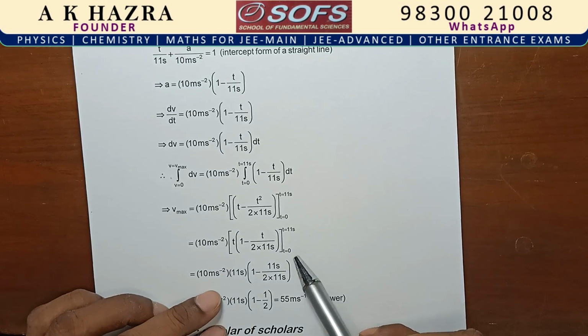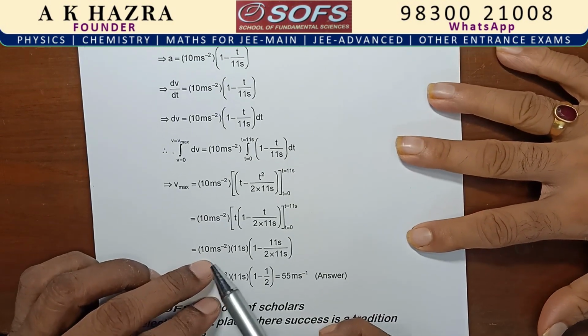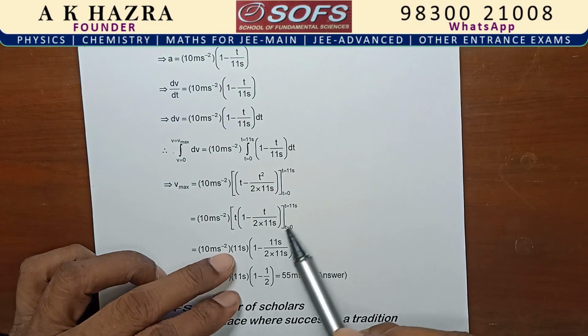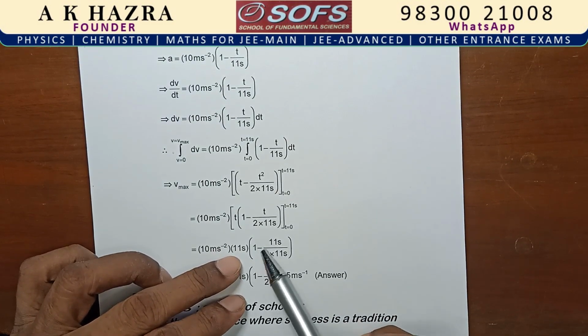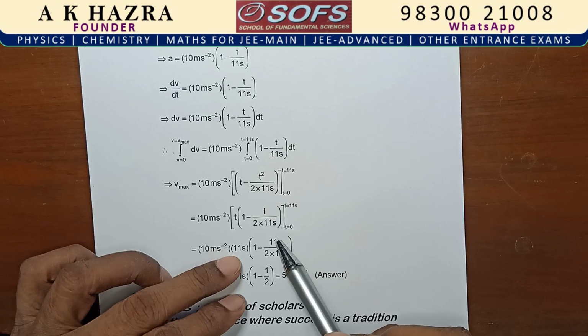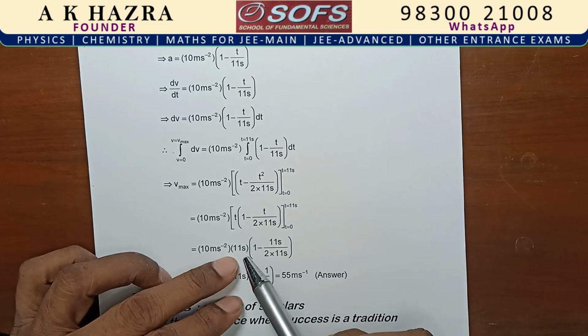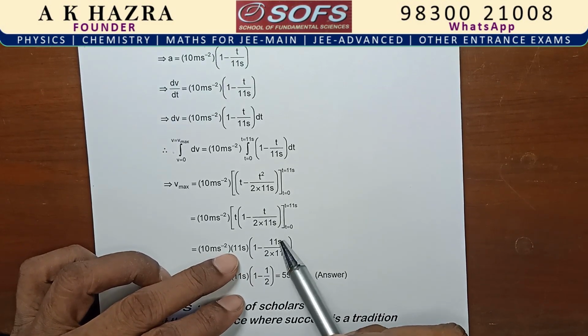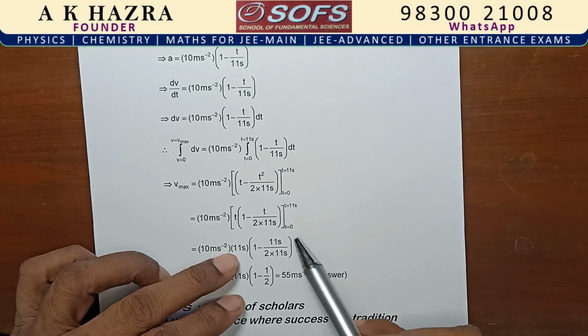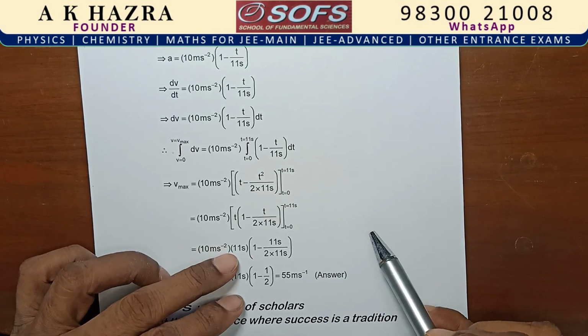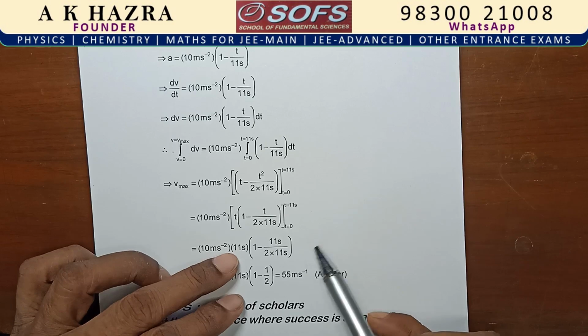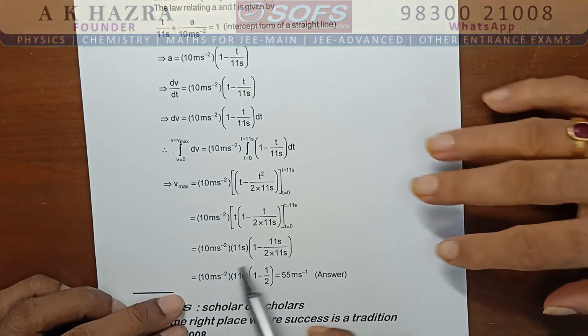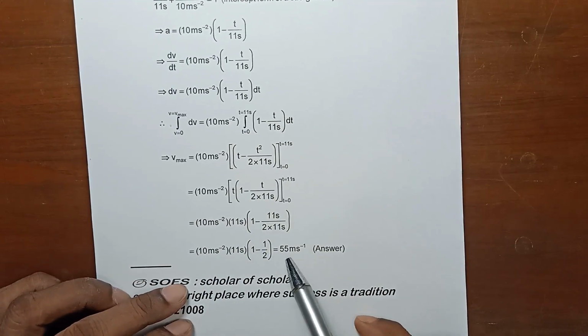Upper minus lower, then 10 meter per second square, t is equal to 11 seconds. Then put 11 seconds: 1 minus 11 seconds by 2 into 11 seconds, minus 0. So no need to write 0 here. And then calculate. It will be 55 meter per second.